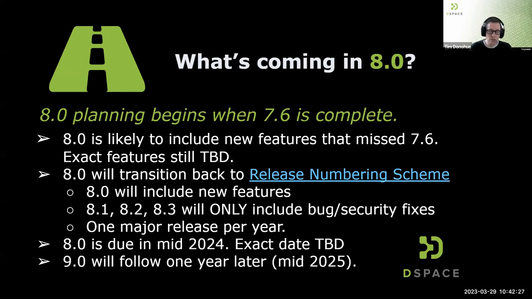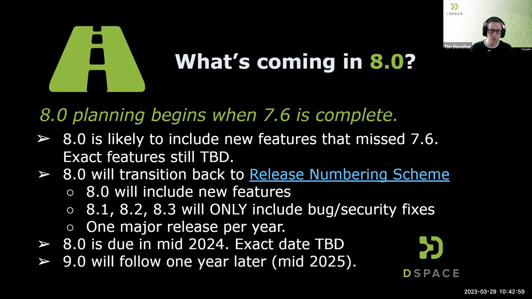8.0 is also going to transition us back to our old release numbering scheme. So in DSpace 7, we have added new features in every single minor release just to try and get us backwards compatible with DSpace 6. But that process ends with DSpace 7. So with DSpace 8, we're moving back to only 8.0 including new features. And after that, we're going to have bug and security fixes and other small fixes in the minor releases. So 8.1, 8.2, 8.3 will only include those bug fixes.